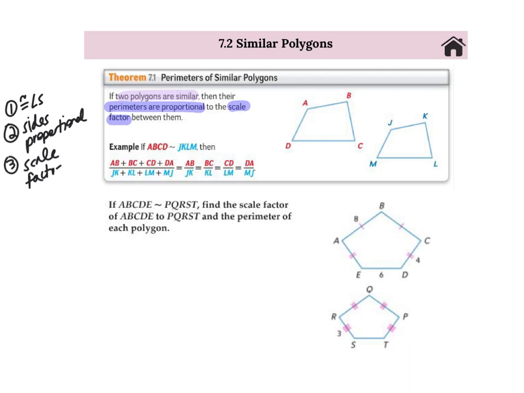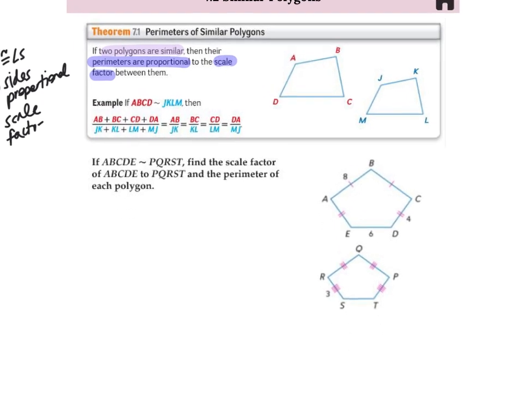So what that means, if we have ABCD is similar to JKLM, then the perimeter around ABCD over the perimeter of JKLM will be congruent to the proportion, the scale factor between the images themselves. All right, so let's look at an example of that.